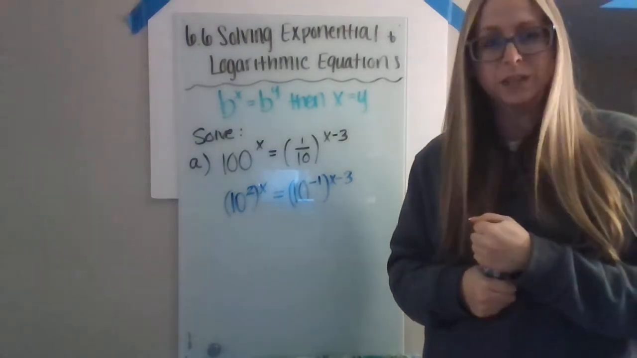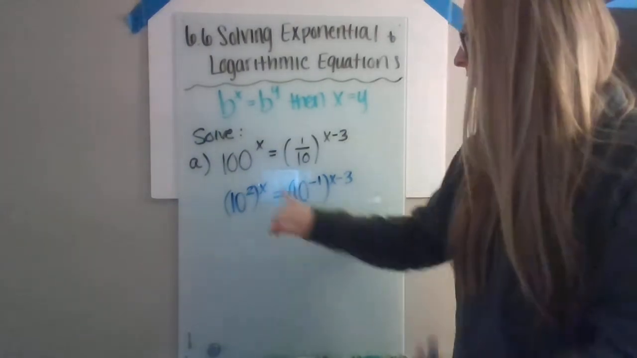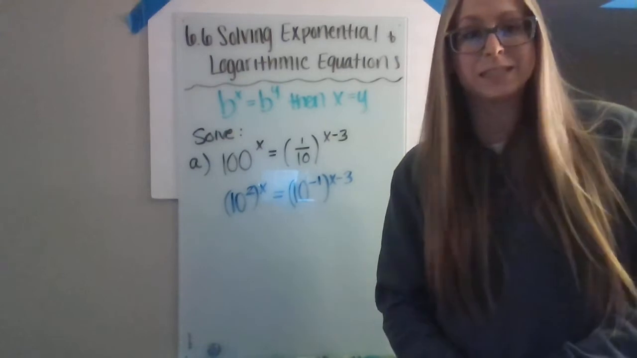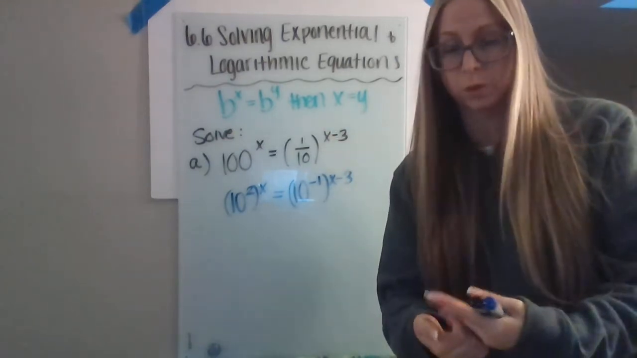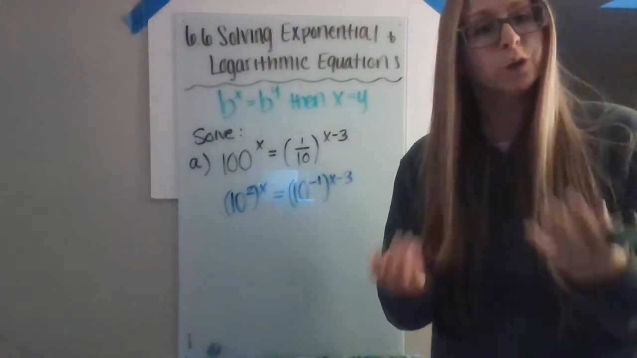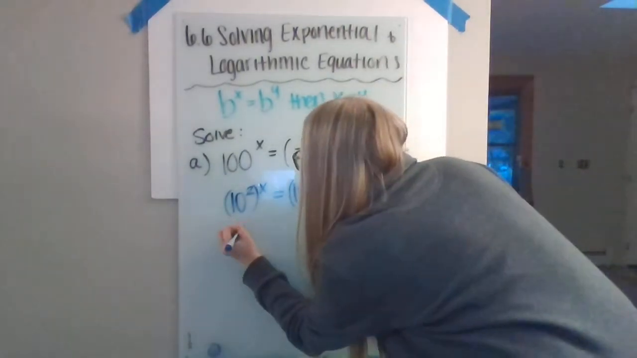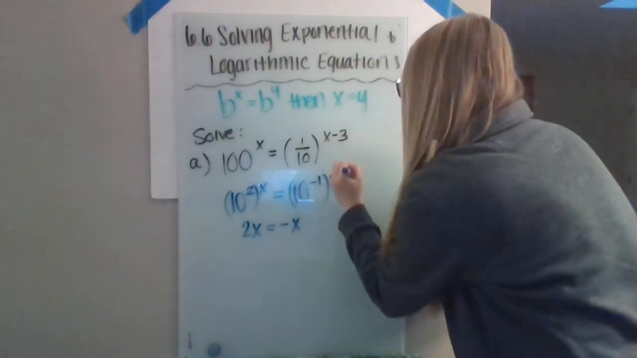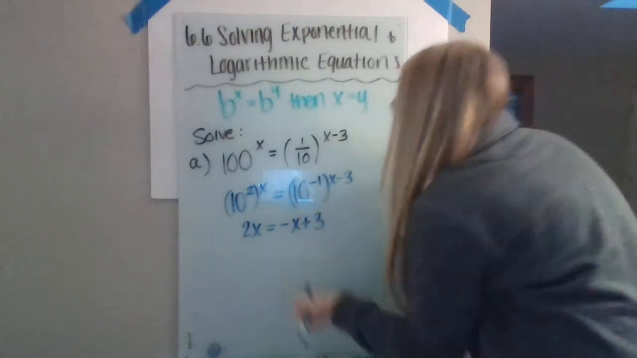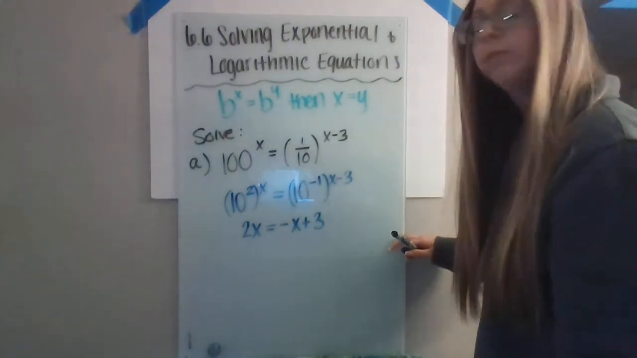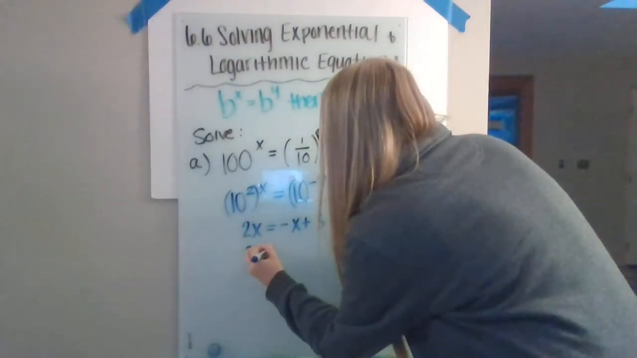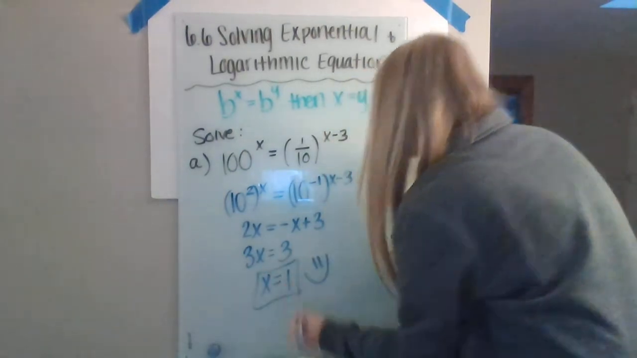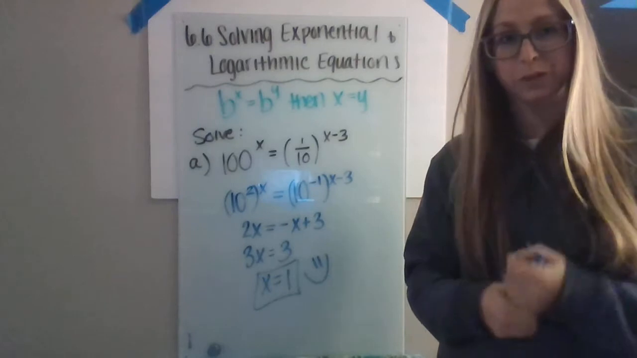So now that my bases are the same, I can get rid of those bases. The only thing is these parentheses. Anytime you see parentheses, you've got to multiply. So these parentheses give me that double exponent, and when you have a power to a power, you multiply them. So I have 2x equals -1 times x, which is -x, and -1 times -3, which is +3. And from there, I just simply solve. I add x and I get 3x equals 3, divide by 3, x equals 1. Hopefully that one wasn't so bad.